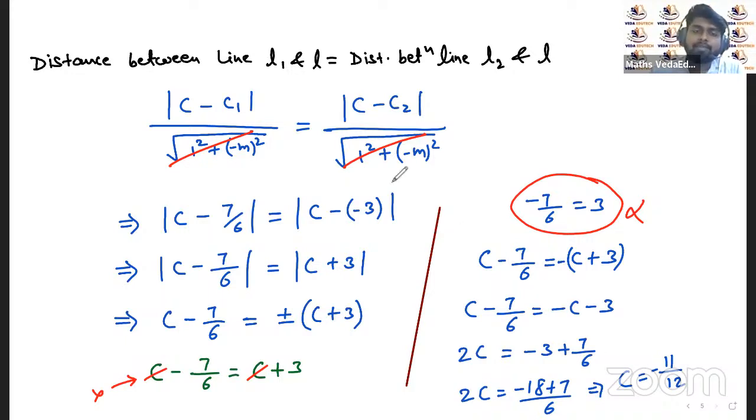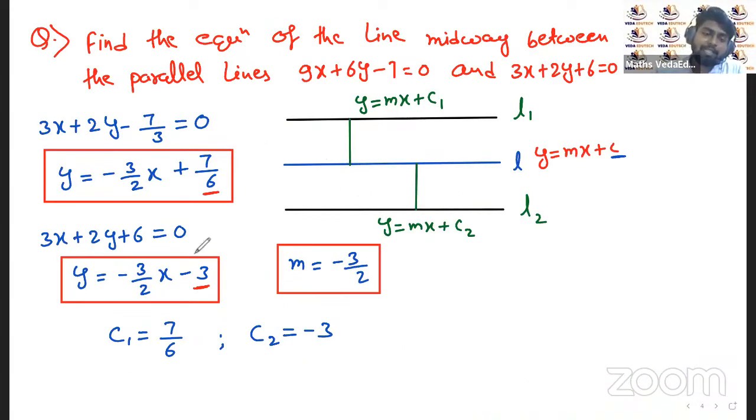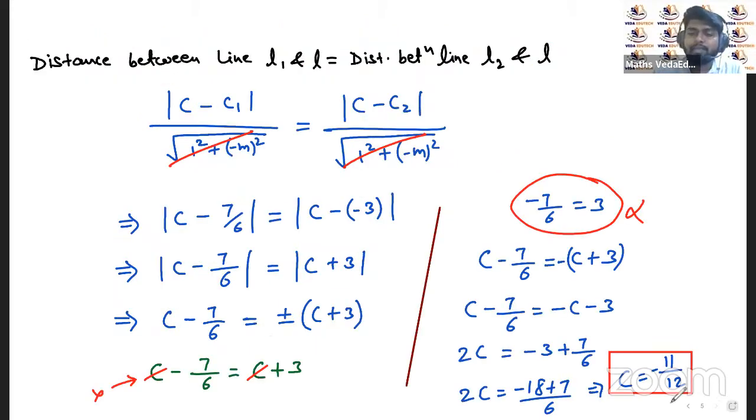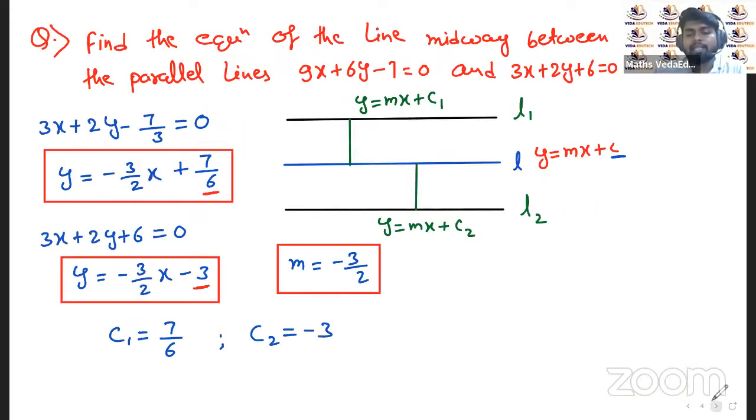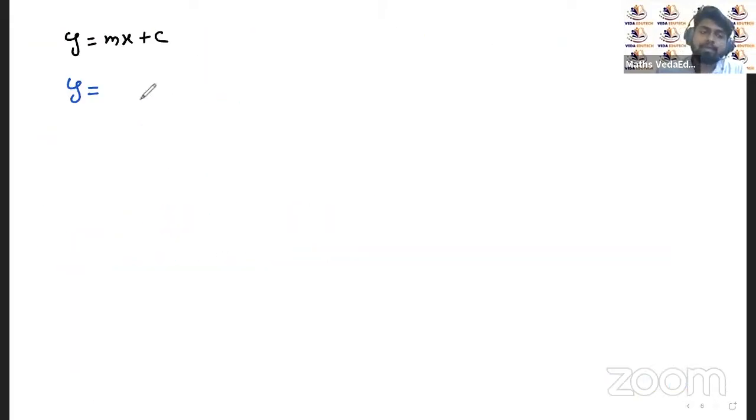Now we got the value of C, the constant term. We already have the slope, that is m, because it's a parallel line, so all the lines will have the same slope, that is minus 3 by 2. We have the intercept, so we can write the equation of a straight line, that is y equal to mx plus c. The m value is minus 3 by 2 and the c value is minus 11 by 2. So y equals minus 3 by 2 times x minus 11 by 2.